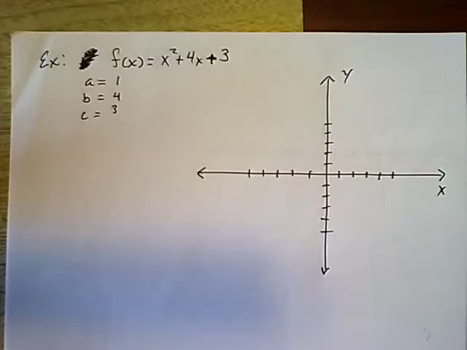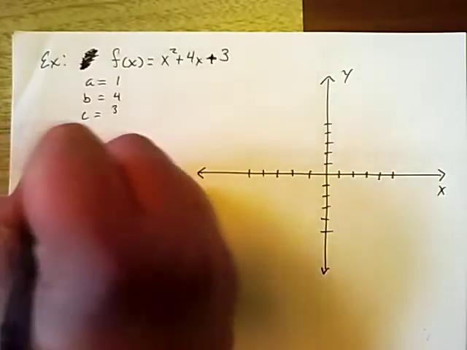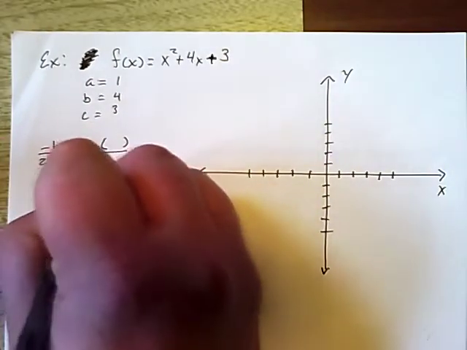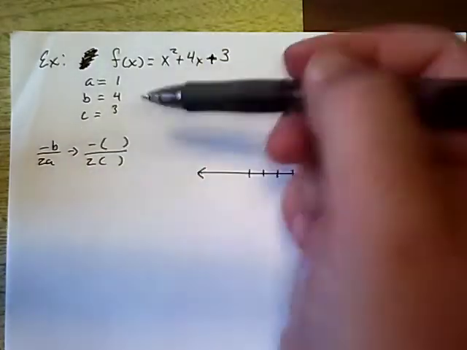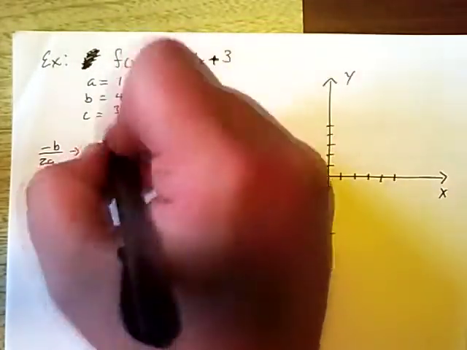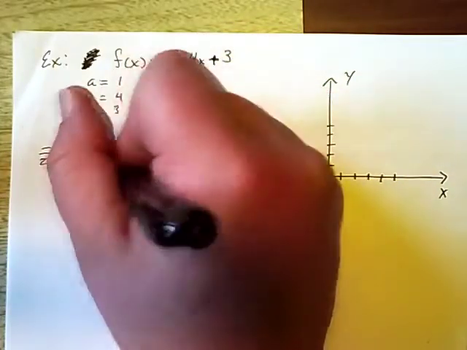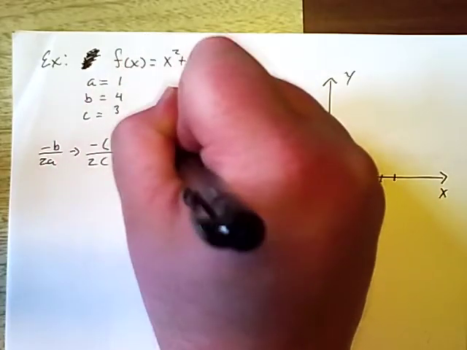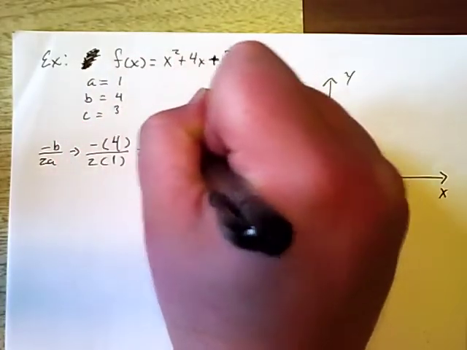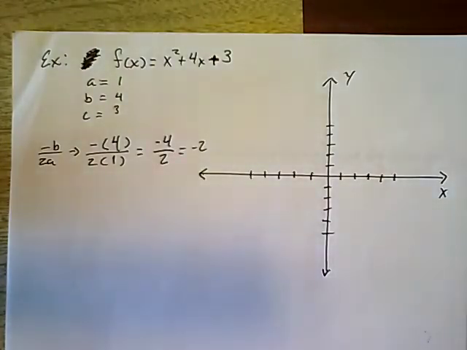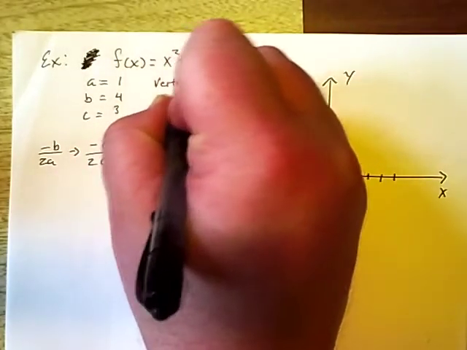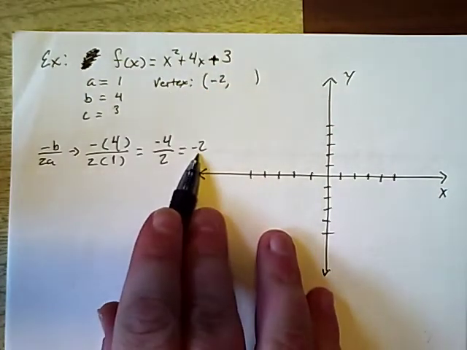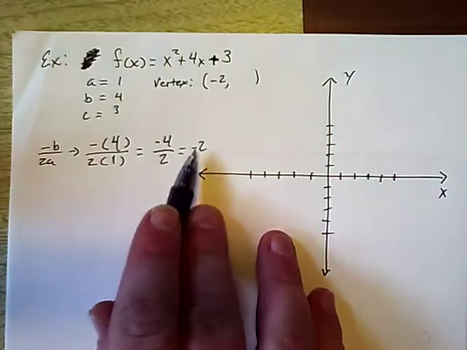So in order to find the vertex, I need to do the opposite of b, so negative b over 2a. Instead of a b and instead of an a, I have parentheses. Well, b in this instance is 4 and a is 1, so the opposite of positive 4 is negative 4 over 2 times 1, which is 2, and that simplifies to negative 2. So then I can start off by stating my vertex is negative 2, and it's going to be something else. So I need to take the negative 2 and plug it into the function.